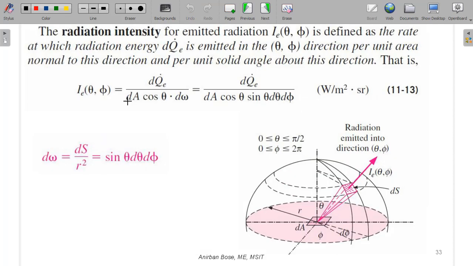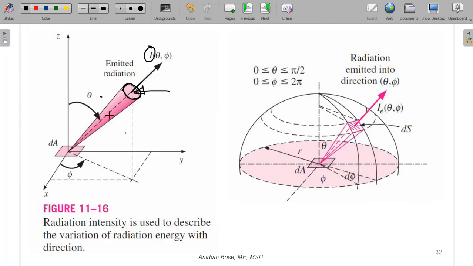So the definition of intensity, as you can see, is basically the rate of energy, the rate of emission. If we consider through a very small window as shown here, the rate of emission through that region is dq. Remember, here this q, we are considering the unit is watt. So that per unit area, per unit area normal to that direction, that is very important.